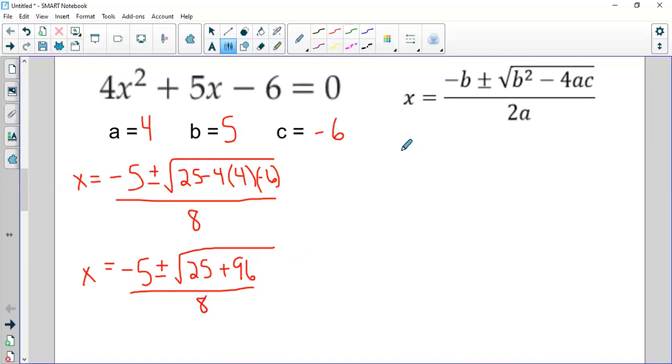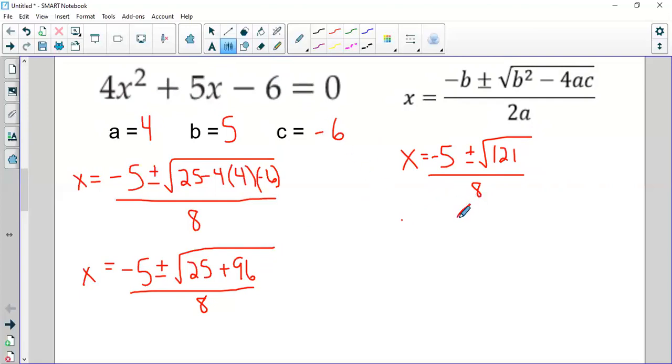Come up here for some space. X is equal to negative 5 plus or minus the square root of 25 plus 96 is 121. Isn't that nice? That's a perfect square, over 8. Anytime those numbers are perfect squares, that means that your polynomial was factorable. You could have solved by factoring this, and then using my zero product property.